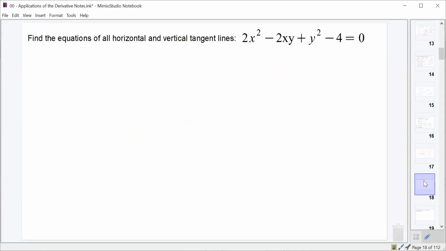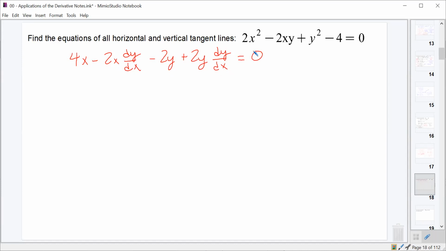All right, we've just got one more here to go today. So this time we're looking for both horizontal and vertical tangent lines. And again, we'll just need to take our derivative, 4x, and then minus 2xy will be minus 2x y dx, and then minus 2y using the product rule. And then y squared will become plus 2y dy dx. The minus 4, its derivative is 0, and the derivative on the right-hand side of 0 is also 0.